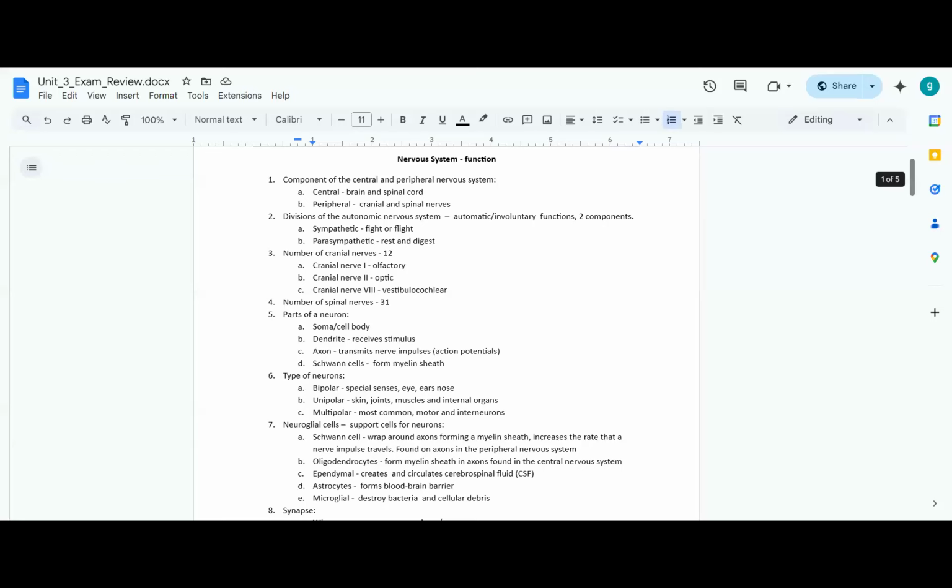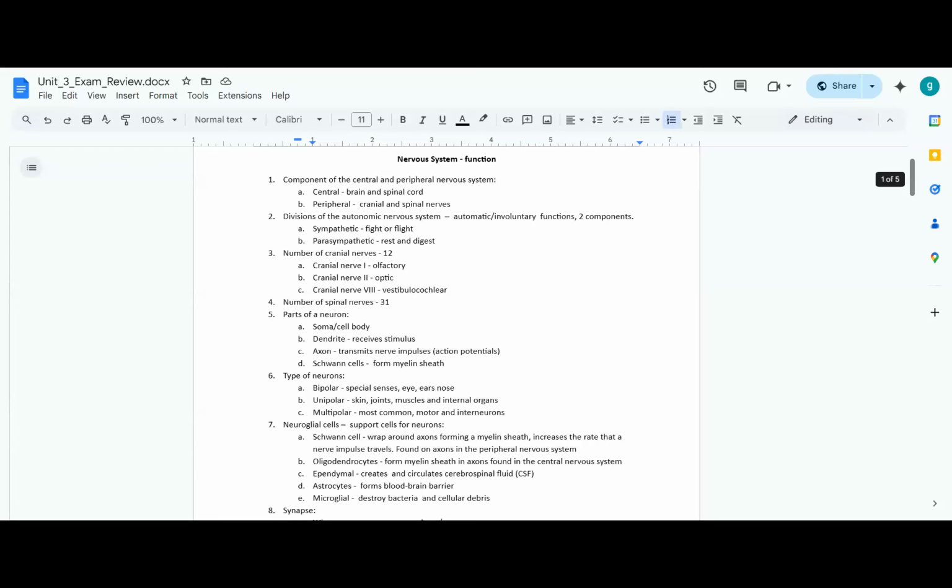Right. So going back to the beginning, the nervous system has two main components, the central and peripheral nervous system. Central, just think running down the middle: brain and spinal cord. Peripheral, anything extending from this area: cranial and spinal nerves.